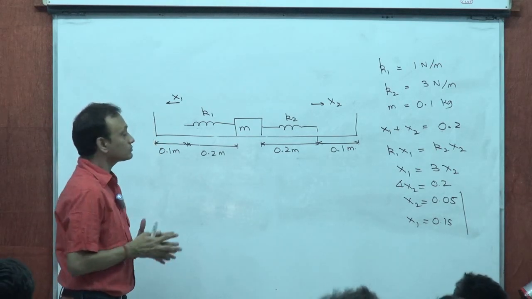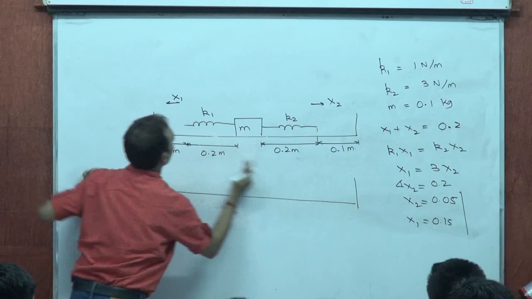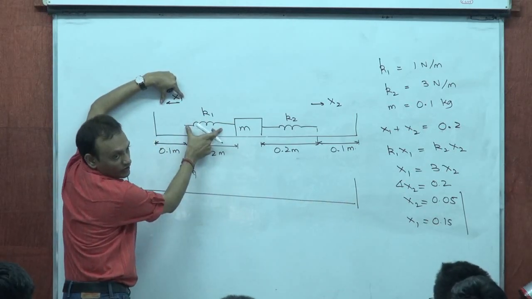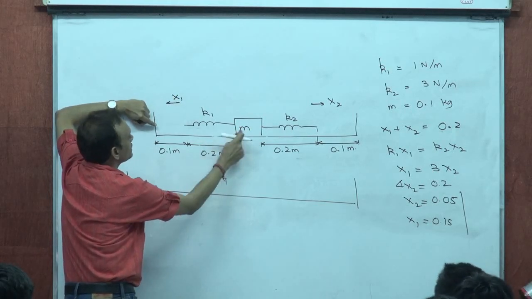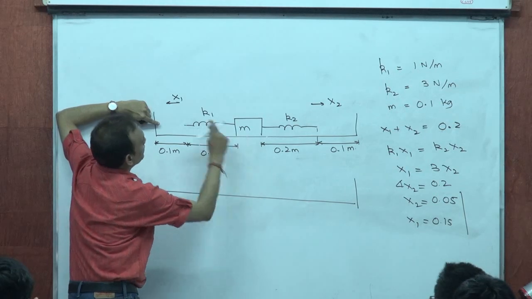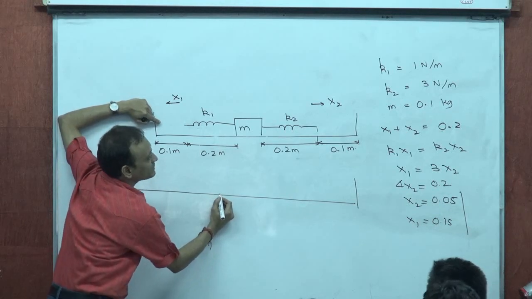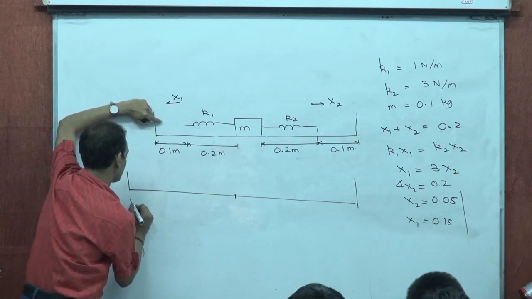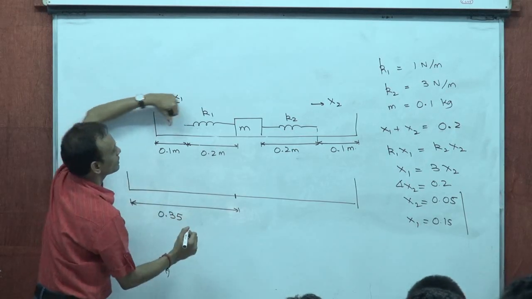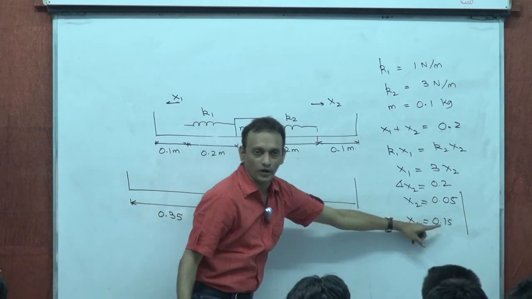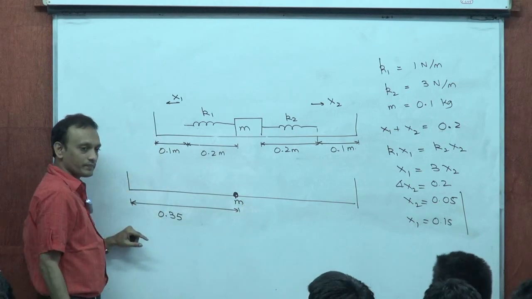Which means the elongation of this spring is 0.15. The original length is 0.2. So the mass must be 0.15 plus 0.2, 0.35 from this end. The mass must have been 0.35 units from this end. Isn't it? 0.2 plus the stretch in the spring 0.15, so 0.35 units from this end. This is the equilibrium position of the mass M, right?